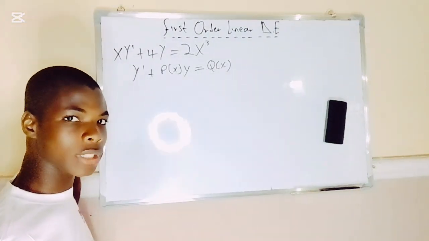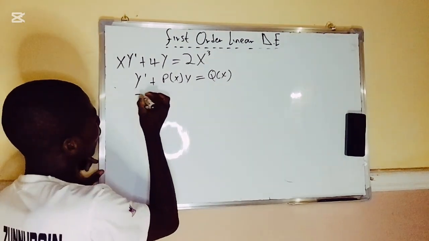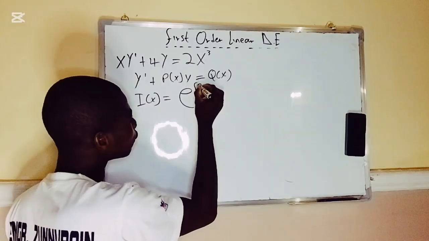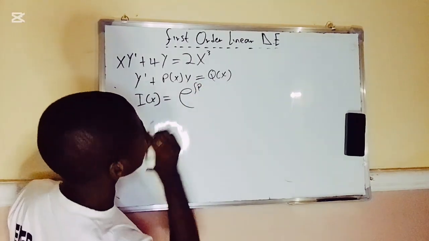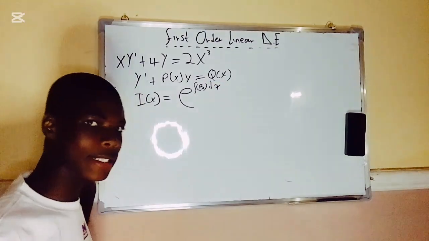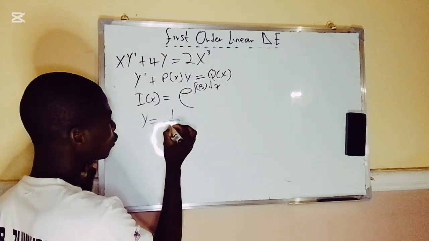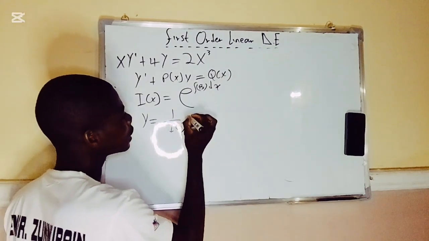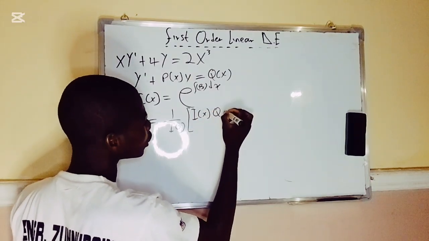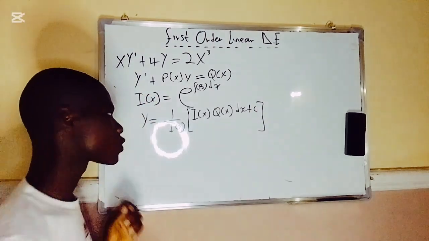The second step is the integrating factor. The integrating factor, which is I of x, equals e to the integral of p of x dx. And the third step is the value of y. y equals 1 over the integrating factor, multiplied by the integral of the integrating factor times q of x dx, plus a constant.